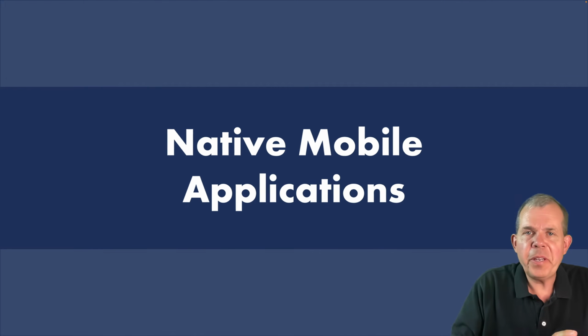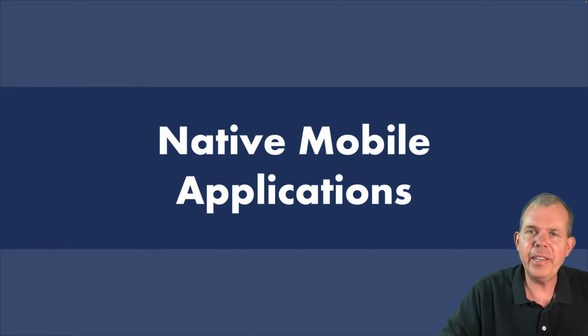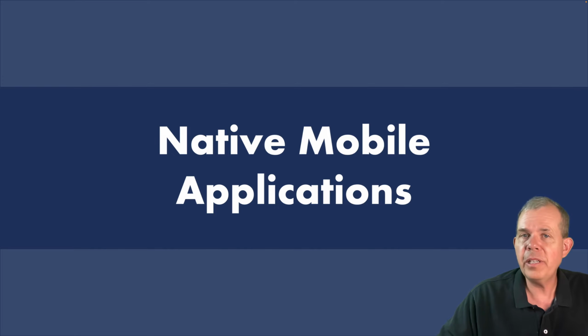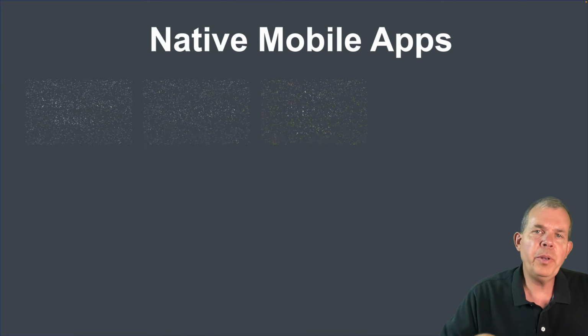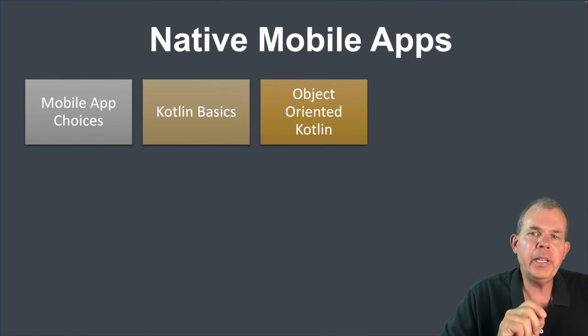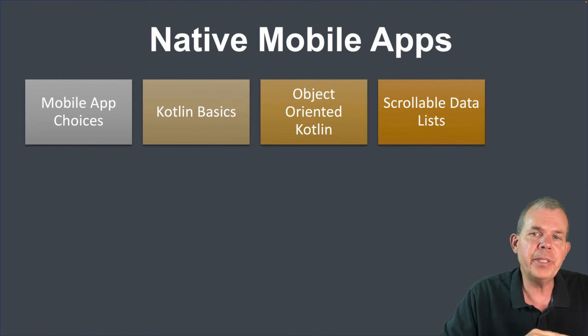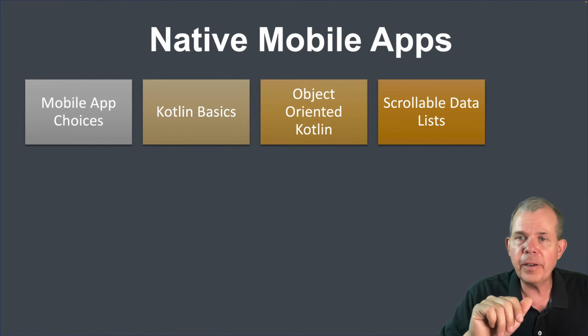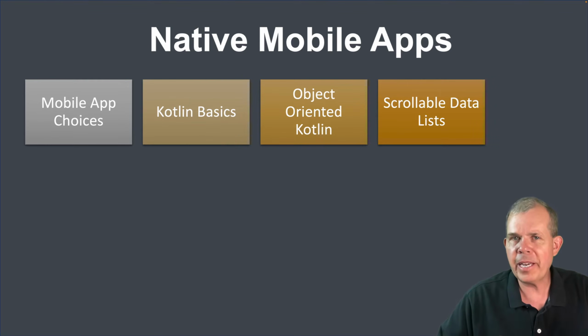Hi, in this video we're going to start building some applications in Android Studio using native tools. In the previous parts of this course we've looked at these topics here. This one is our first app, where we're going to do an item that has a scrollable list of data. So let's take a look at what that app looks like.